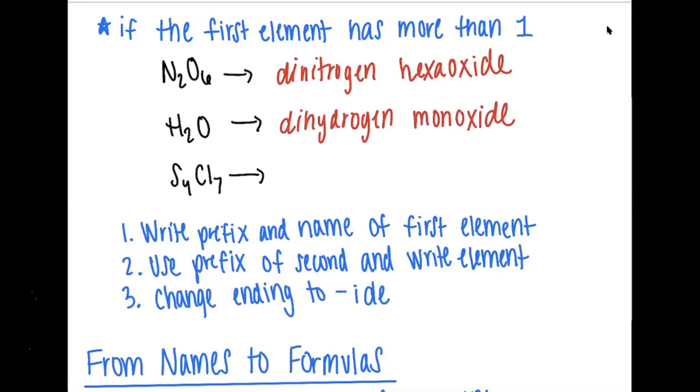Who did I say was doing this next one here? Andrew, you with me? What's the prefix for 4? Tetra. So it'd be tetra sulfide? No. Sulfur. Look at your rules here. Write the prefix and the name. There you go. Tetrasulfur. 7 is hepta. So heptachloride. Correct. So that is tetrasulfur heptachloride.